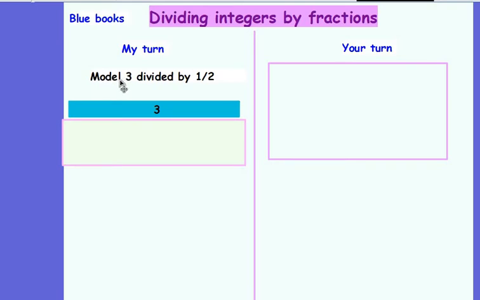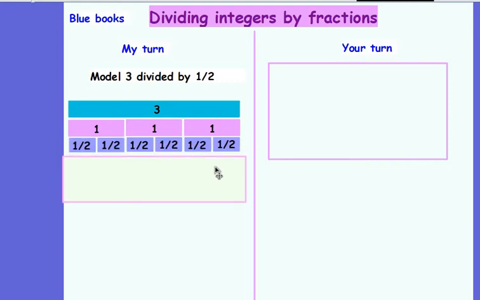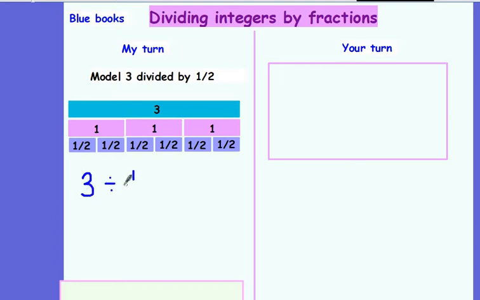Here's my example. I've been asked to model 3 divided by a half. The first thing I'm going to do is draw a big bar to represent what I'm dividing. I know there's 3 lots of 1 within 3, so I've drawn little bars to represent my 1s, and I know that within each of those 1s I can get 2 lots of a half. So the question I'm asking is, how many halves are there in 3? Or 3 divided by a half? And the answer is 1, 2, 3, 4, 5, 6.